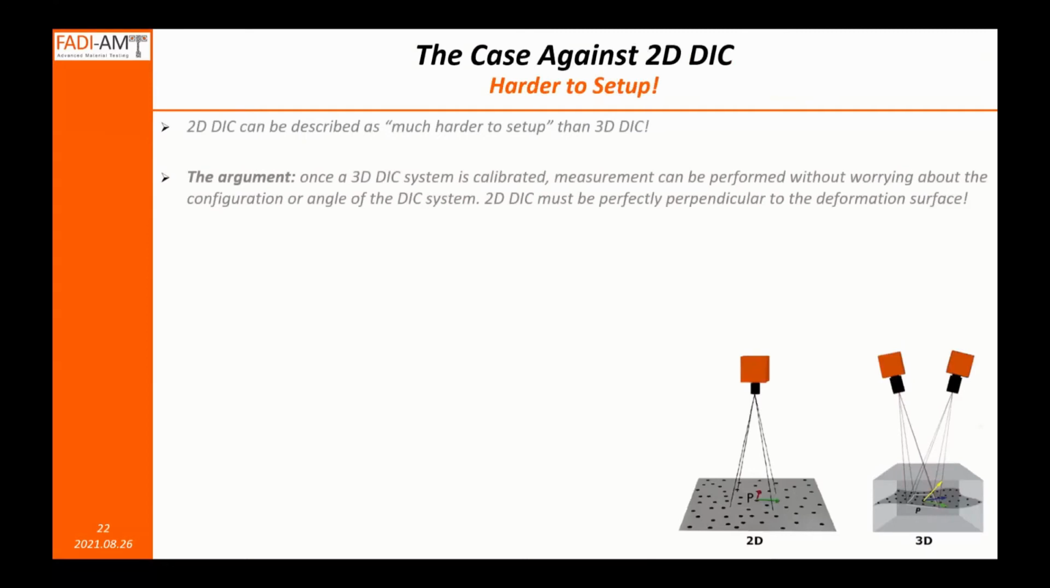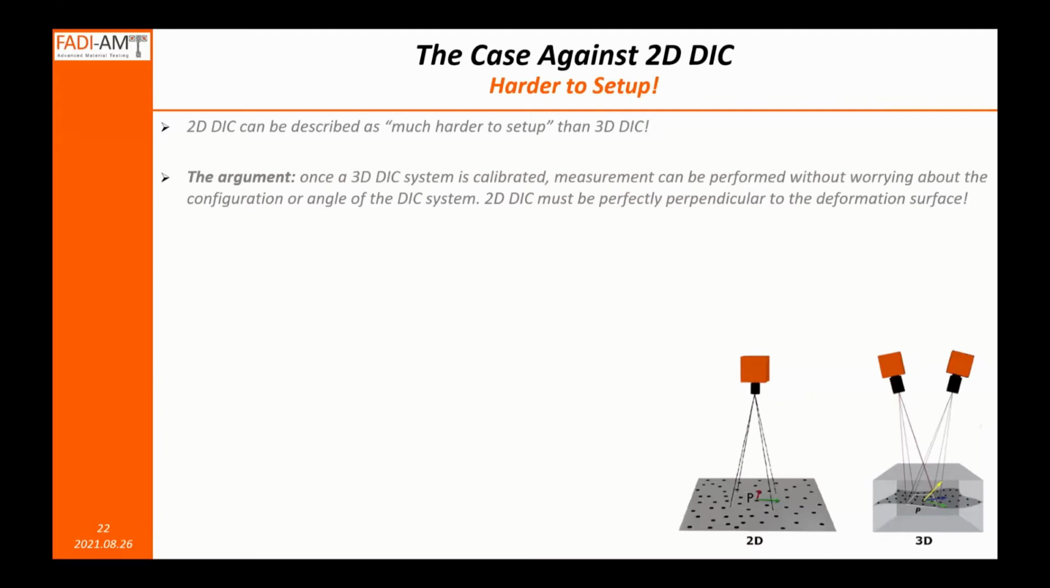The first one is, there is some argument out there that 2D DIC can be described as much harder to set up than 3D DIC. And the particulars of this argument is that once a 3D DIC system is calibrated and everything is set, then you can literally not worry about the configuration of the system, and you can just move it back and forth, no problem, so long as your sample is within the field of view or the measurement volume, as we call it, then you should be fine. You can tilt the cameras, you can skew to the right or to the left without worrying about any of those effects, and that is true.